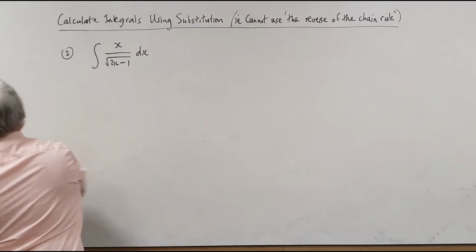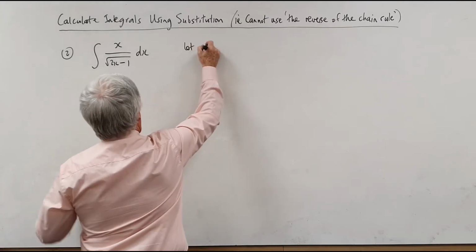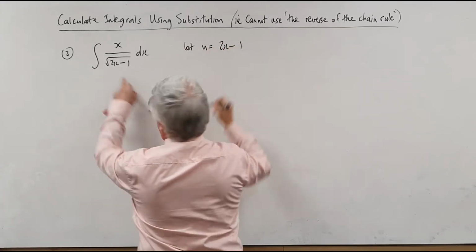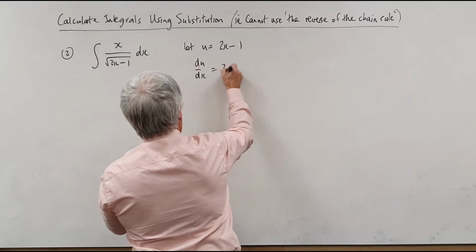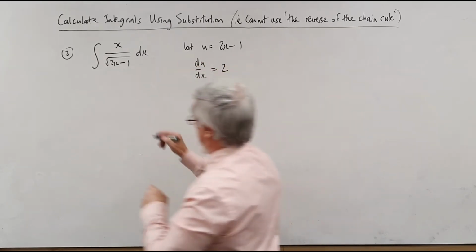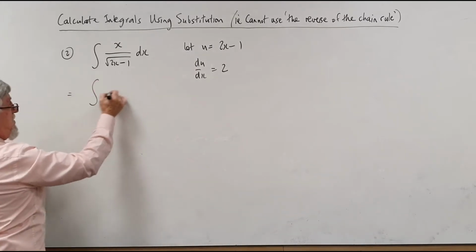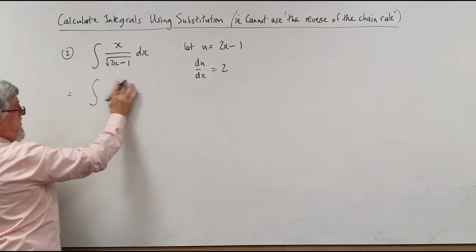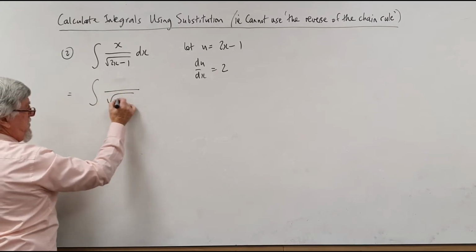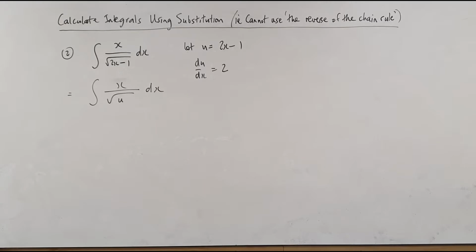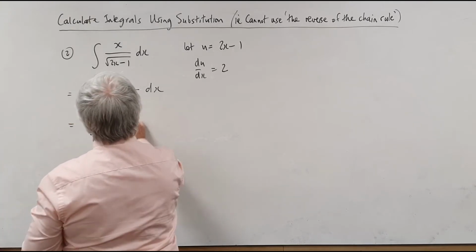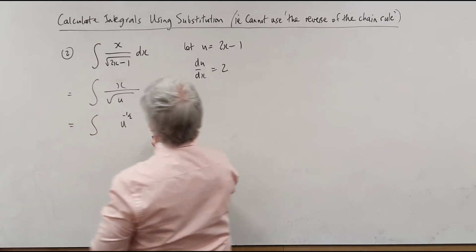So what do we do? Let u equal the inside. No thinking about it, du/dx is 2, we're going to use that in a second. So without thinking, I've got x, I'm going to leave that there. I've got square root of u, and by the way, that looks pretty simple. I'm going to do this to you from experience. I'm going to write that as u to the minus a half.